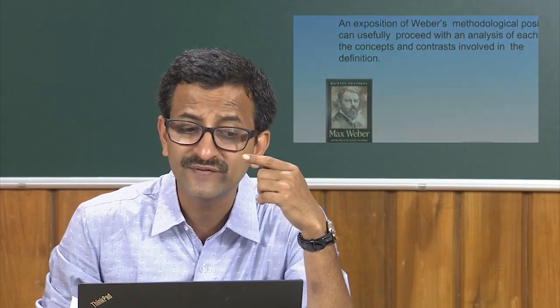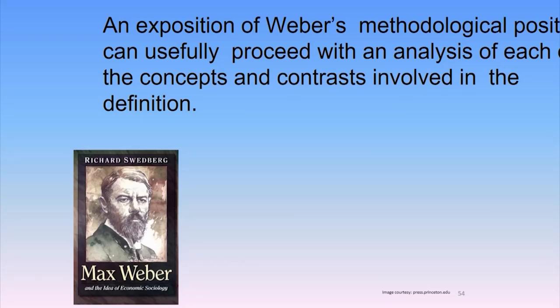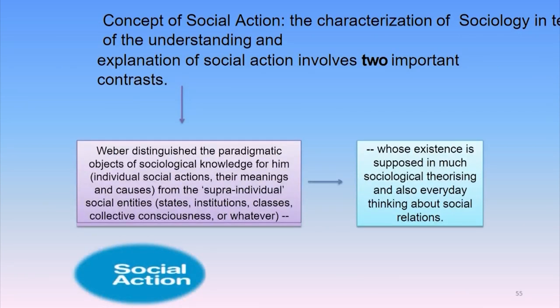And that is why we have discussed how an exposition of Weber's methodological positions and theoretical positions can usefully proceed with an analysis of each of the concepts and contrasts involved in this definition of sociology. I mean three important components: sociology is a science, sociology is a science which attempts interpretive understanding of social action, and thirdly a causal explanation, I mean cause and effect relationship. Then we have discussed the concept of social action, I mean the characterization of sociology in terms of the understanding and explanation of social action, which involves two important contrasts. When I say understanding, I refer to neo-Kantianism. When I discuss explanation, I refer to positivism.